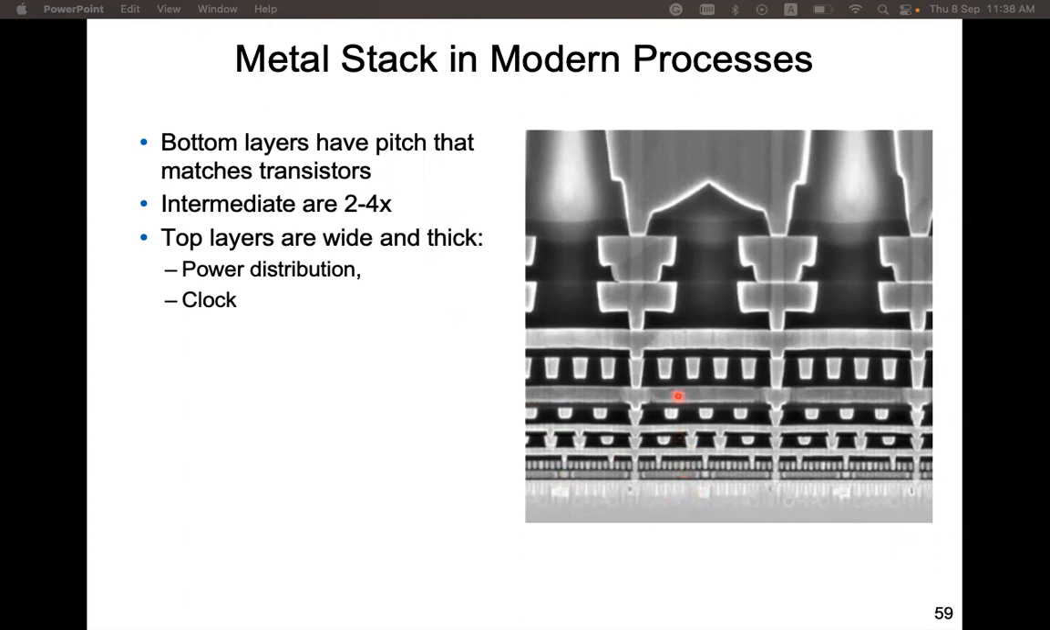And intermediate metal layers are 2 to 4 times wider than the bottom layer metals. And top layers are wide and thick. You see, these are to provide low resistivity connections for long wires like power supply wires and clock wires.